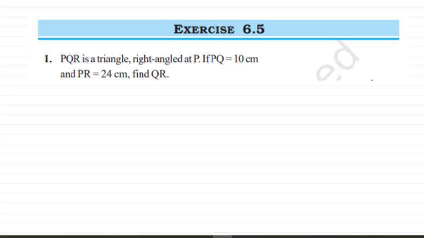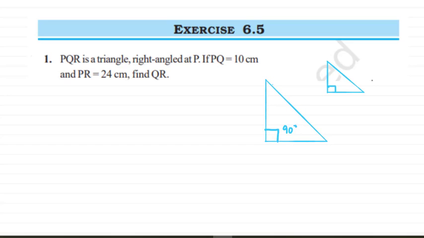Now this is the next exercise 6.5. So in this, before starting this exercise, first I'm telling you the Pythagoras theorem. In the Pythagoras theorem, a triangle is there whose one of the angles will be 90 degrees. So if in a triangle you will find this symbol, that means this is 90 degrees.